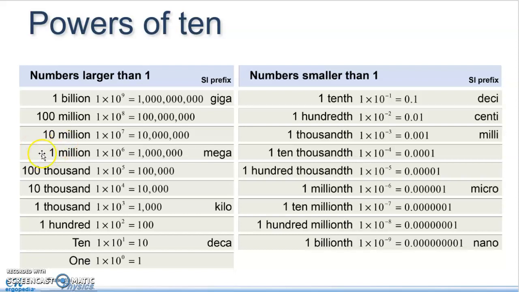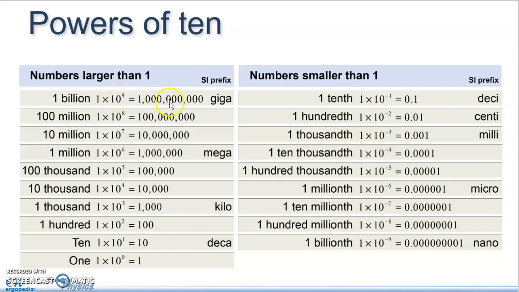When we're working with large numbers larger than 1, different multiples have different names, and we'll go with some of the common ones here. If you have a decameter, that's 10 meters. If you have a kilometer, that's 1,000 meters. Mega means 1,000,000, and giga means 1,000,000,000. Okay, and just correspond those.